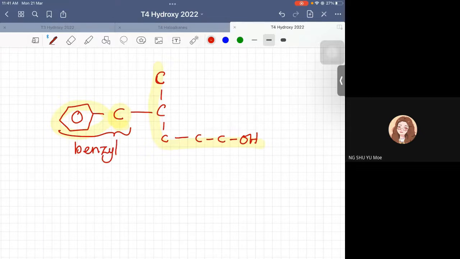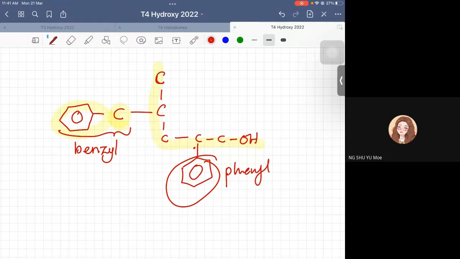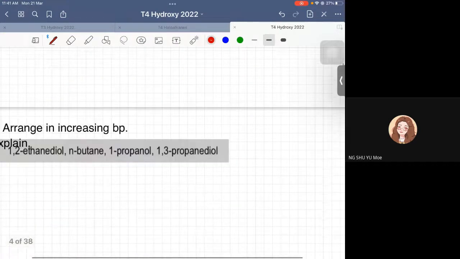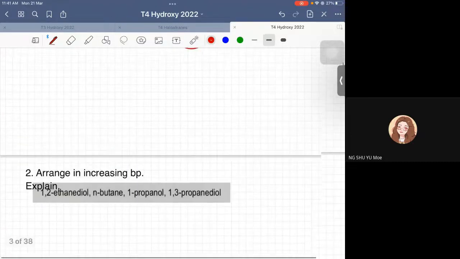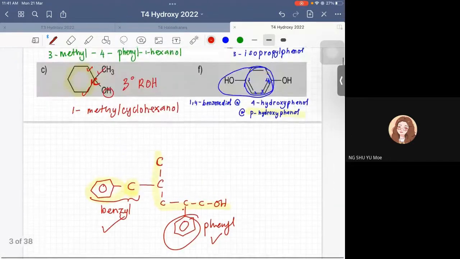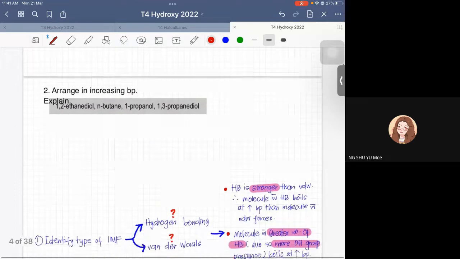Tapi kalau dekat parent tu ada benzene ring, that means the benzene ring is directly attached to the carbon, to the parent. So it is phenyl. Okay, so ini phenyl, ini benzil. Senang kan? Okay, so sila ingat sampai habis semester ini. Lepas tu nak lupa pun lupalah.